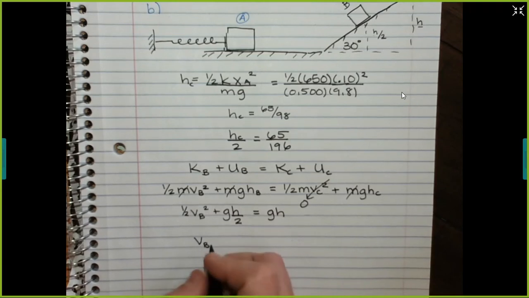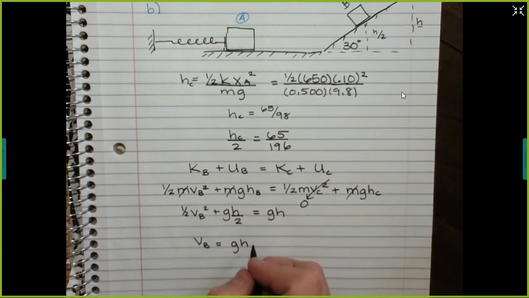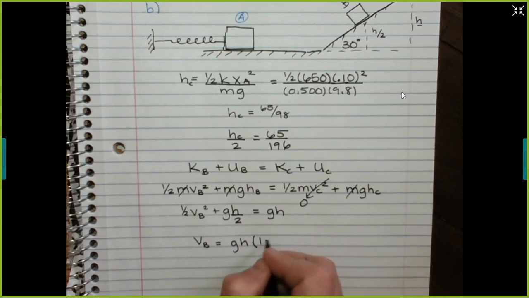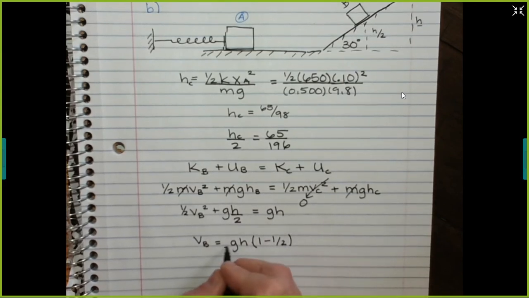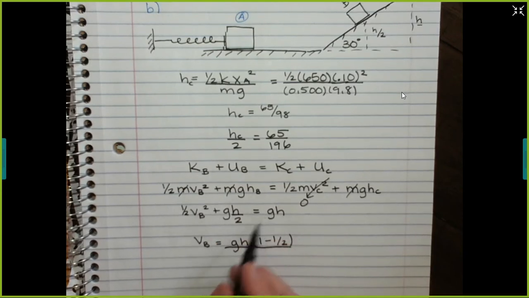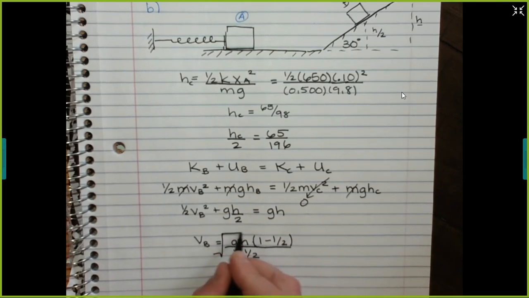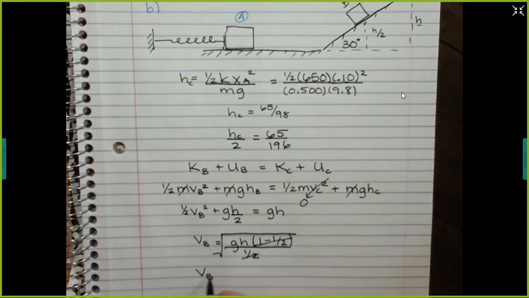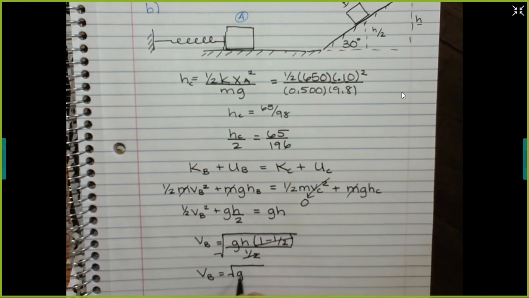So VB is going to equal gh minus gh over 2. So I can factor out a gh, right? So it's going to be 1 minus 1/2. All I did was subtract this term onto the other side and factor it out of gh. So I get 1 minus 1/2, and then I get divided by 1/2, and then we take the square root of all of that. Okay, 1 minus 1/2, that's just 1/2. So these cancel out. So the velocity at B is just equal to the square root of gh.